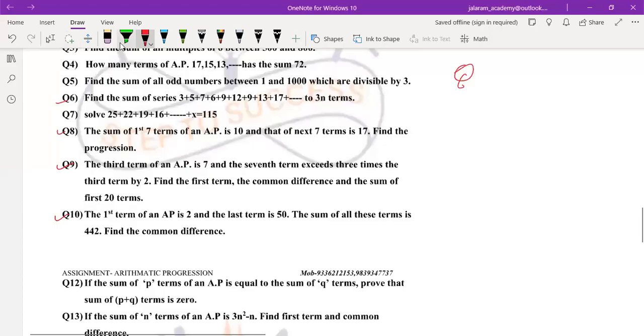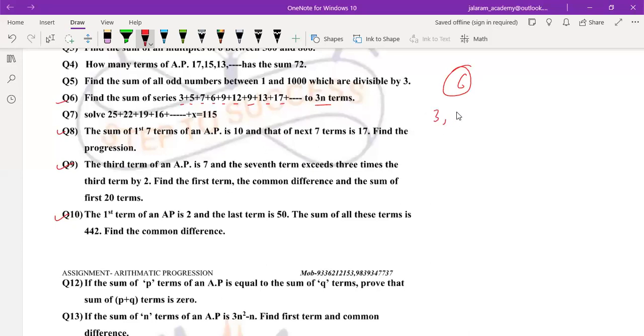Question number 6. Find the sum of the series 3 plus 5 plus 7 plus 6 plus 9 plus 12 plus 9 plus 13 plus 17. Read it like this, up to 3n terms.